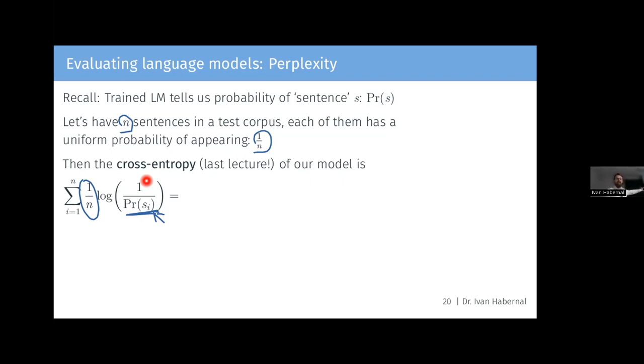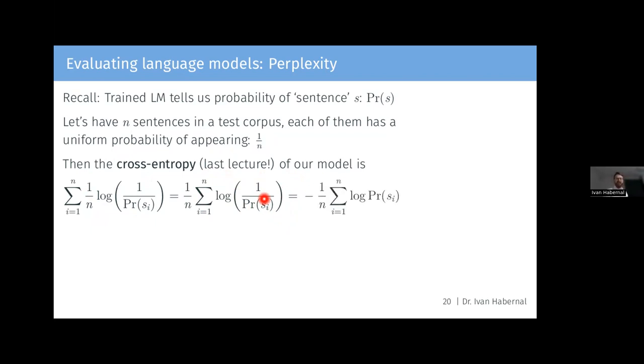Great, we're going to do a little bit of arithmetic operations here. What we're going to do is plug the 1 over n before the sum, and the rest remains. And next, we can get rid of this ugly fraction in this logarithm. So what is the logarithm of 1 over something? It's a negative, yes. Okay, so we have this negative.